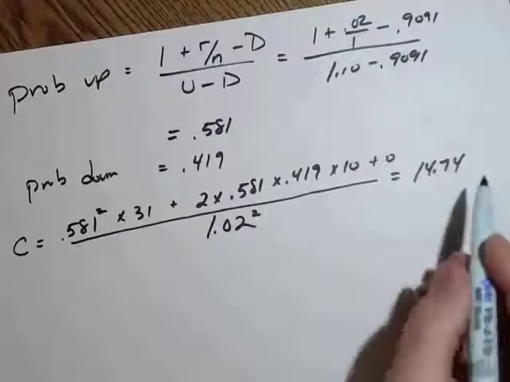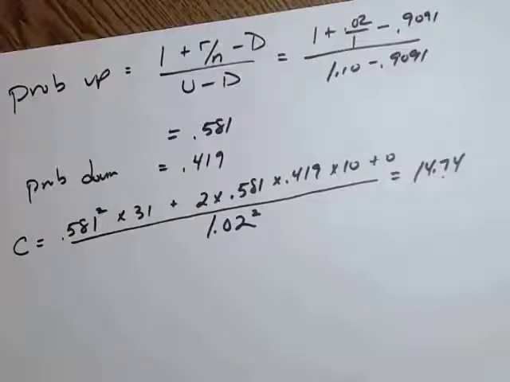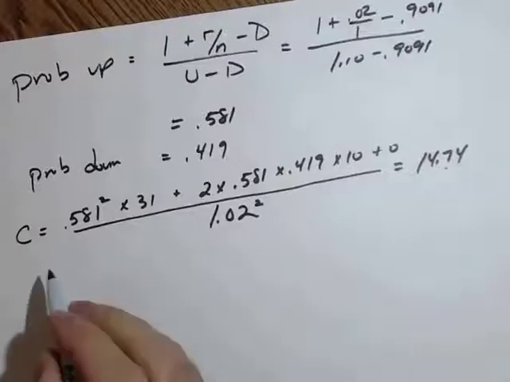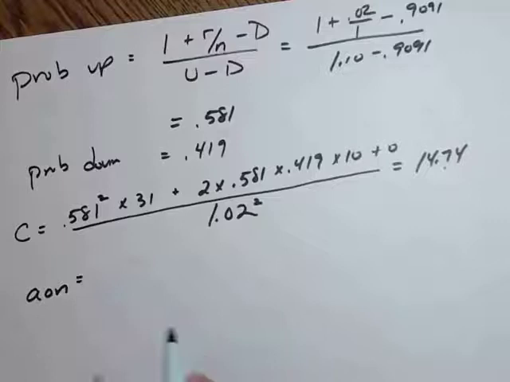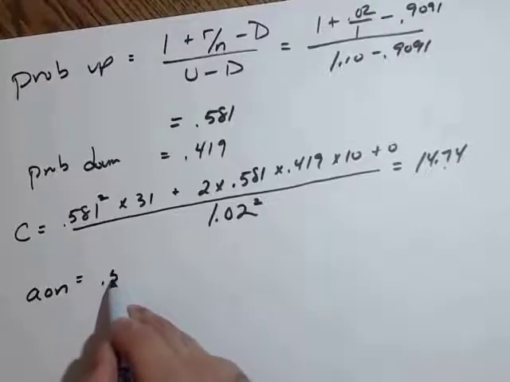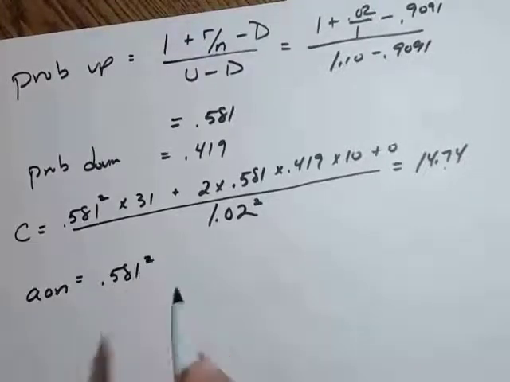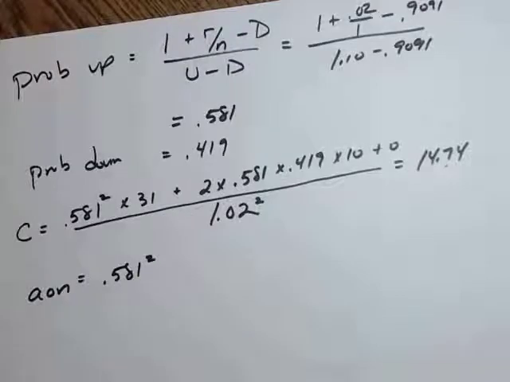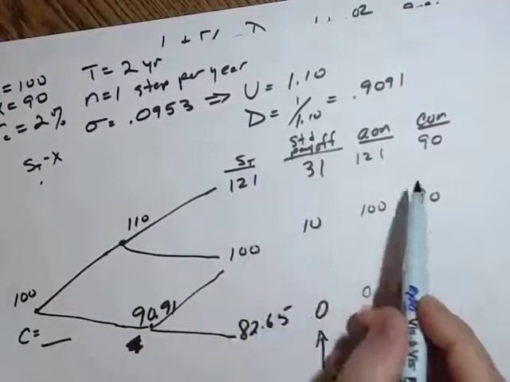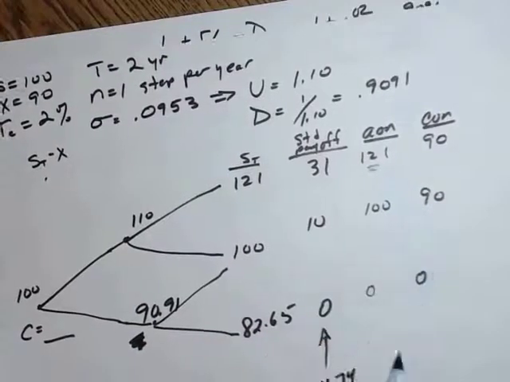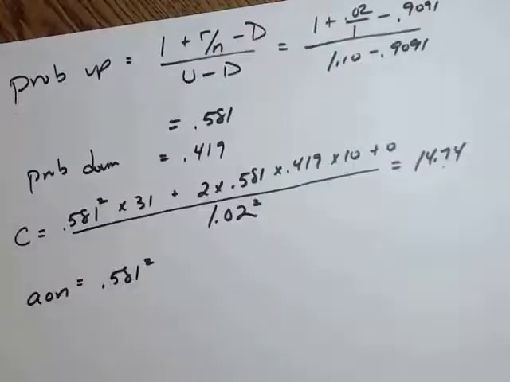Okay, so keep that in the back of your mind, $14.74. Let's look at the asset or nothing. The asset or nothing is going to be the same 58.1 going up twice, up this tree, twice. Okay, we're going up, up, and what are we looking at for a payoff? We're looking at a payoff of 121.